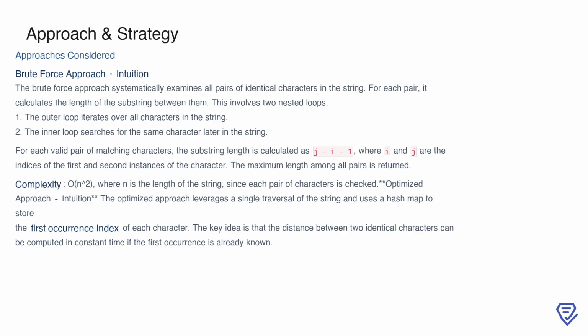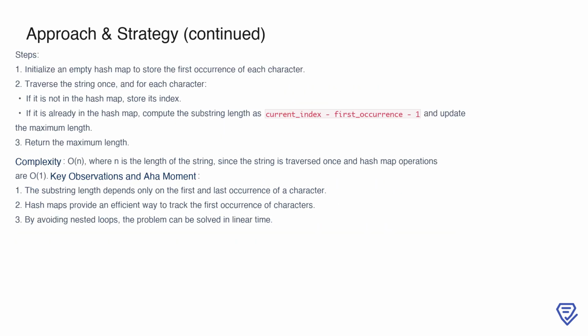The hash map helps us track the first occurrence of each character, allowing us to compute the substring length in constant time for subsequent matches. The optimized approach is more efficient and relies on a clear sequence of steps. First, we initialize an empty hash map to store the first occurrence of each character. Then, as we traverse the string, we check each character one by one. If the character is not already in the hash map, we store its index as the first occurrence.